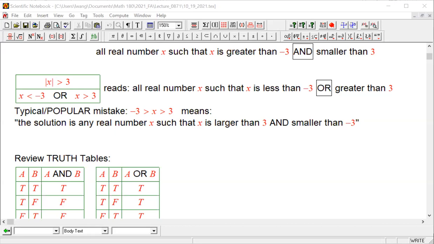How can X be less than -3? Where is less than -3 on the number line? Any suggestion? Less than -3. Okay, Professor, you're back. Thank you.